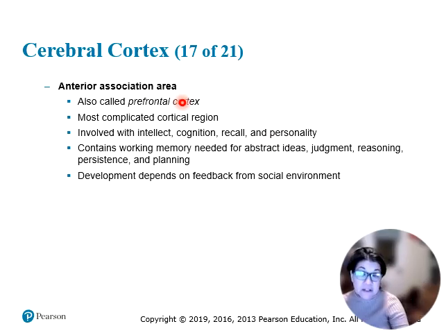And then we have an anterior association area in your prefrontal cortex, and you might have heard of that. It's a really important area. It's underdeveloped in adolescence. Hopefully yours is well developed. It helps you with intellect, cognition, recall, personality, judgment, reasoning, persistence, planning. It's like your executive functioning center.